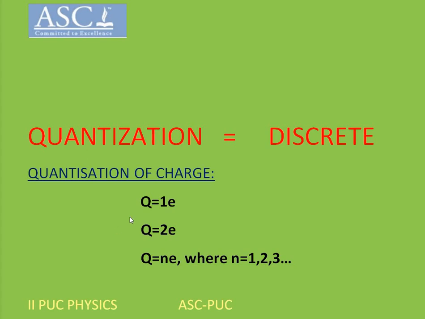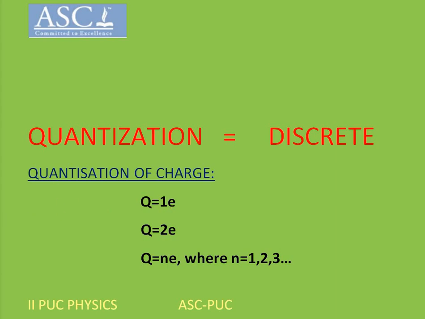Quantization means discrete or not continuous. To understand the quantization, let us consider quantization of charge. You might have studied about quantization of charge in the first chapter. By this time, we know that charging a body is nothing but the process of adding or removing electrons. If we add an electron to a body, the charge on the body is given by Q is equal to 1e, where e is charge on the electron or electronic charge.